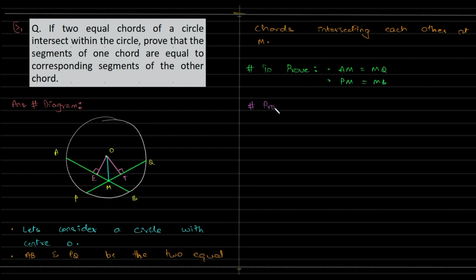So proof. How will we go about proving this? First thing first, drop OE perpendicular to AB and OT perpendicular to PQ. So they act like perpendicular bisectors actually. Anyways, that we'll talk about later. So with this in mind, can we go about proving this? Think about it.